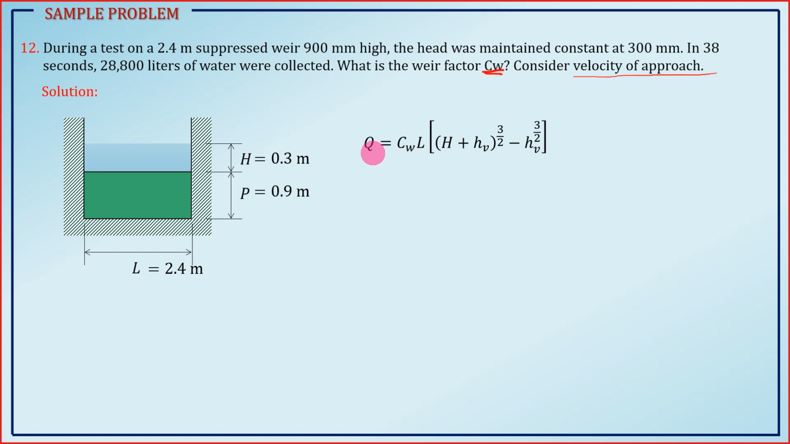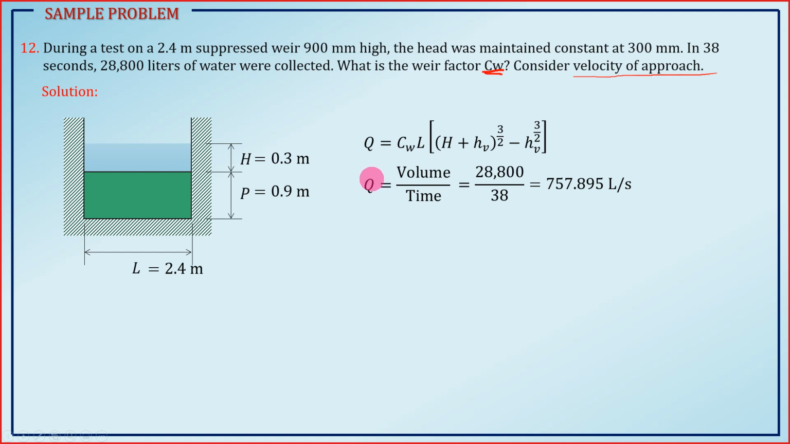Yung magbibigay sa atin ng Q dito is yung time na 38 seconds and the volume that is collected. No, volume in terms of liters. So, remember that Q is equal to the volume divided by the time. And our volume here is 28,800 and the time naman is 38. So, dividing these two values, we have 757.895 liter per second na Q.